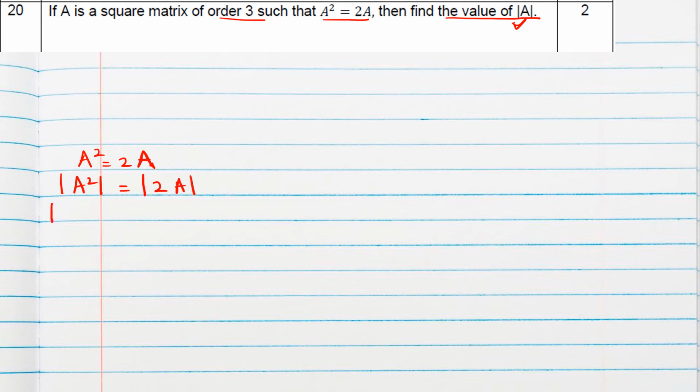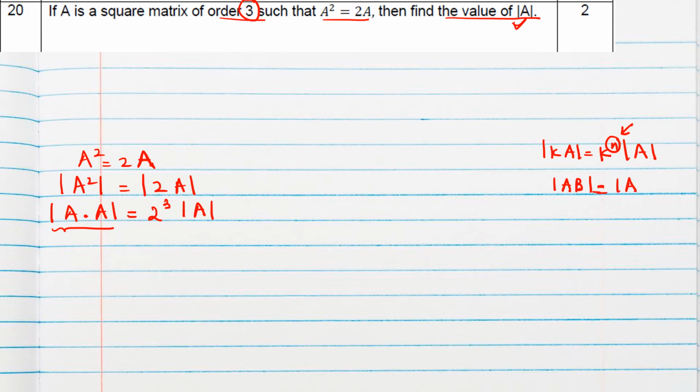Now A square means A into A we can write, isn't it? And here determinant of 2A, one property is there, determinant of KA will be equal to K power n determinant A, where n is the order of the matrix. Here order is 3, that is n value 3. So we can write 2 cube determinant A. And here for this we can use this property, determinant AB, multiplication of two matrices, so determinant A into determinant B. So determinant A into determinant A we can write is equal to 8 times determinant A.